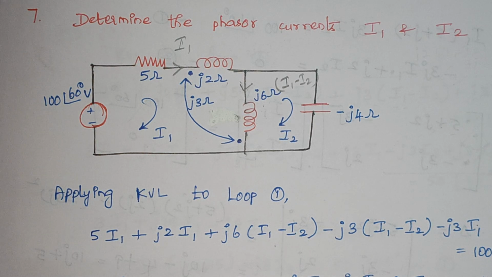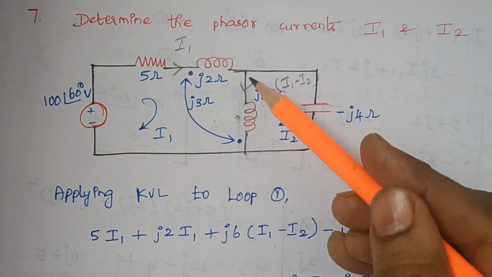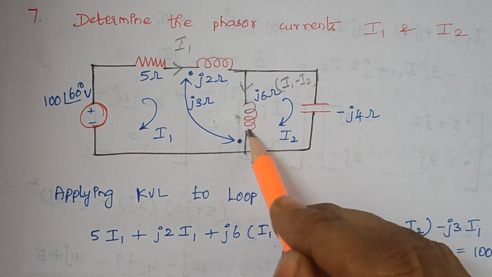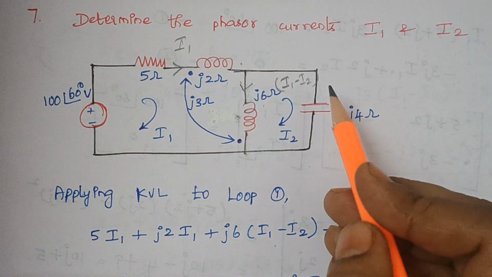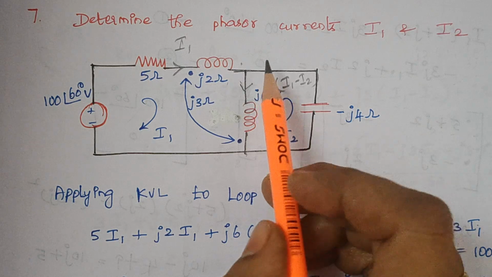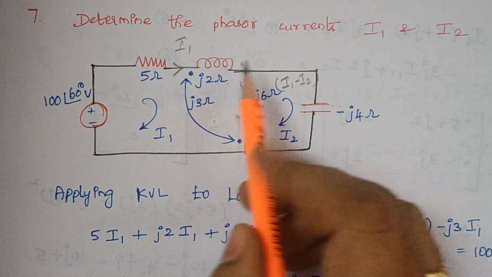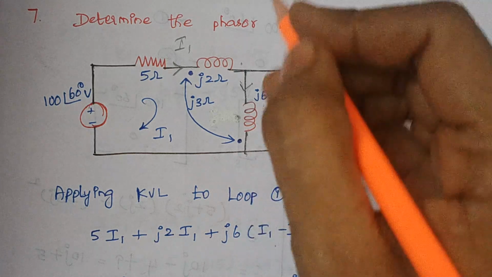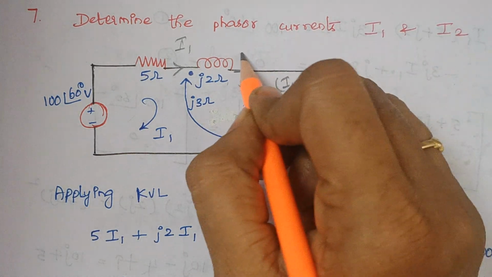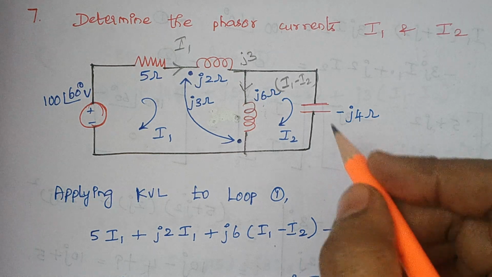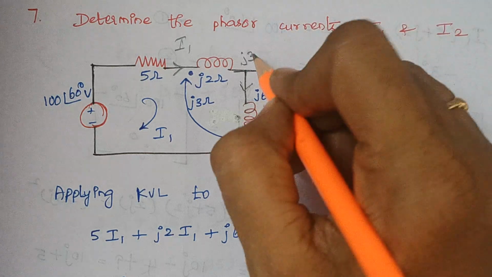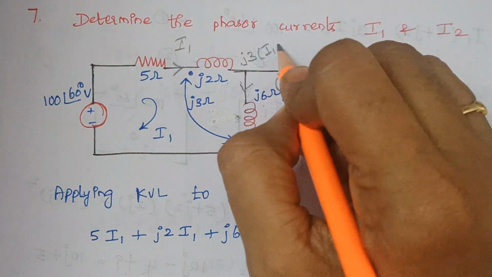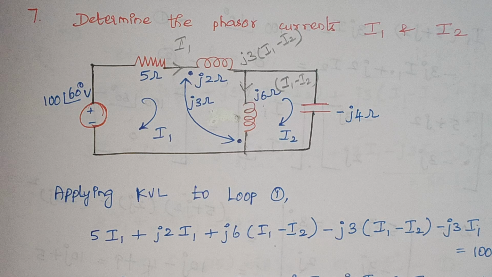Then the next thing is we are going to write the mutual voltages. Because of the current flowing through this inductor, there is a voltage available at the other inductor, and vice versa. So first I'll write the value of the mutual voltage at this inductor. The value of this mutual inductance is J3, and this is because of the current flowing through this J6 reactance. Therefore, the current flowing is I1 minus I2.